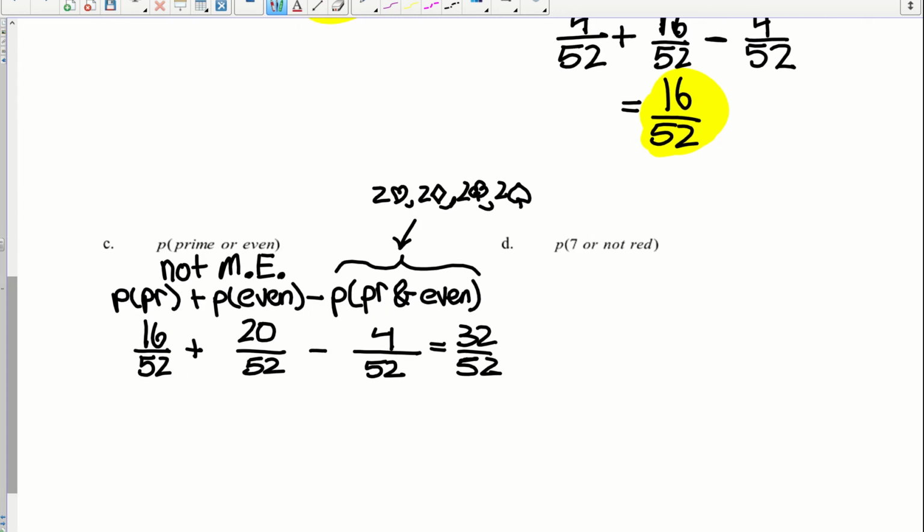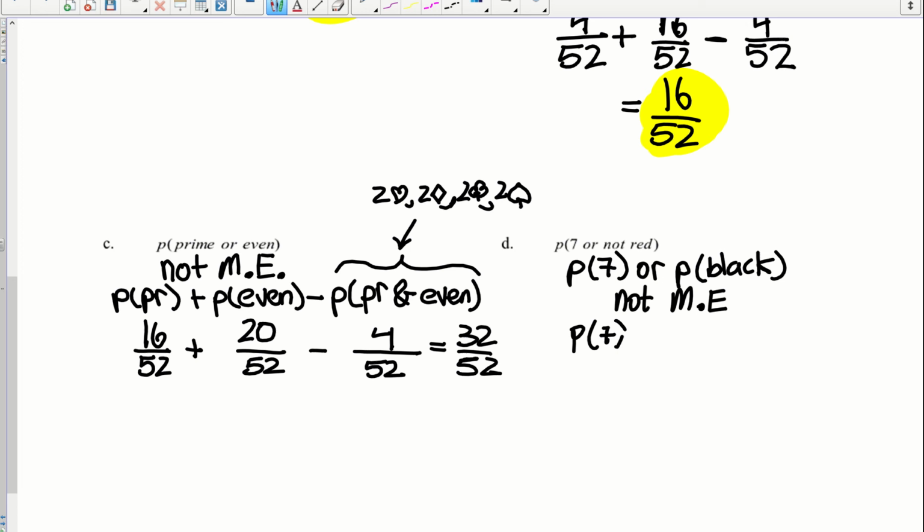Now 7 or not red. Well, in a deck of cards, this doesn't work out in every game of chance, but for cards it does. If it's not red, it's black. So this is really the same as saying probability of 7 or black. All right, which we know is not going to be mutually exclusive, and we know that because you could have cards that are 7 and black at the same time. So probability of 7 plus the probability of black minus the probability of 7 and black.